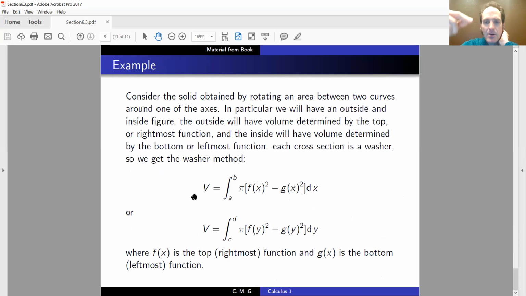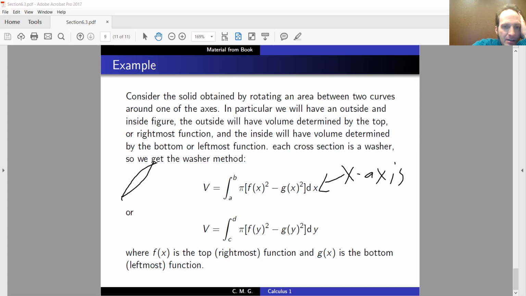If I'm revolving about the x-axis, I want to use the top one of these. And so I'm revolving about the x-axis. I'm going to have cross-sectional area of circles. And notice I can actually do this with an outside and an inside function. So rather than just getting an outside function, I can revolve this whole thing around. And instead of getting a circle, like a disk, what I actually get is a washer. And so it's possible to have a top function and a bottom function.